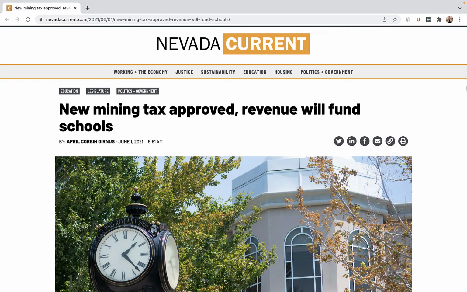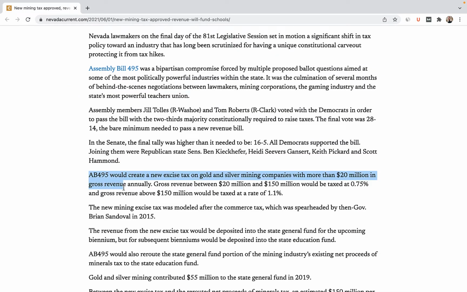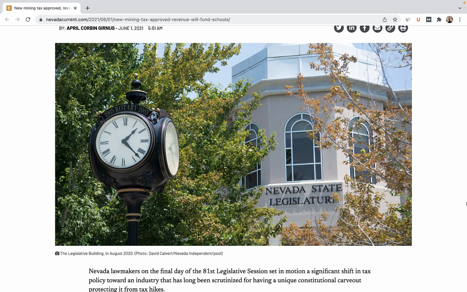And in 2021, the legislature found a way around the constitutional cap on tax hikes for gold miners. They simply created a new kind of tax, not a mineral rights or severance tax, but an excise tax that would effectively double what gold and silver companies pay to the state and raise an additional $85 million to fund Nevada's schools.